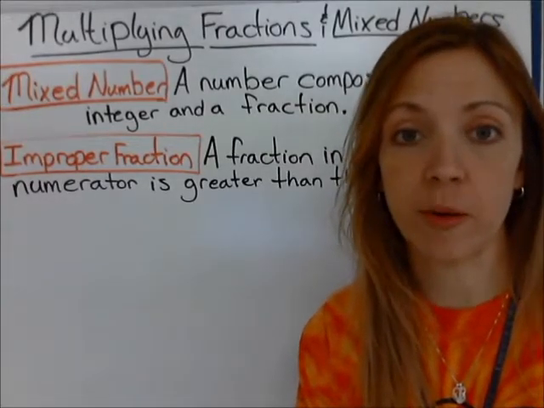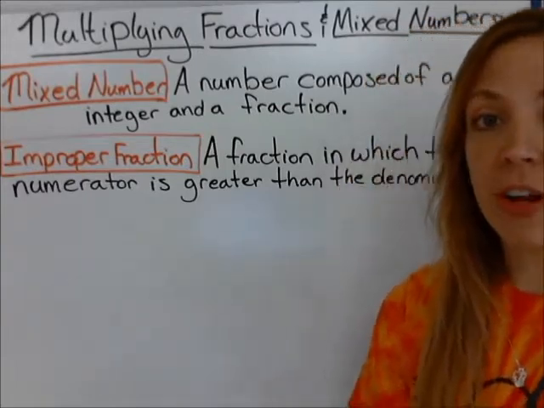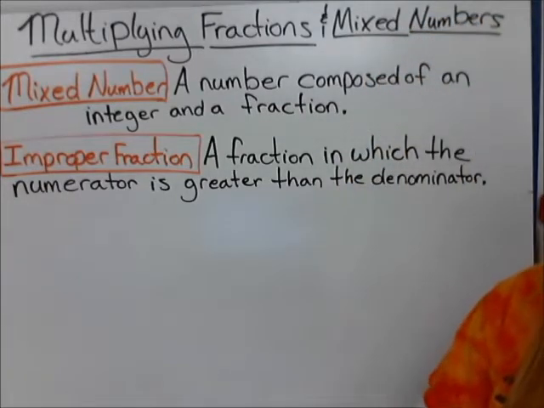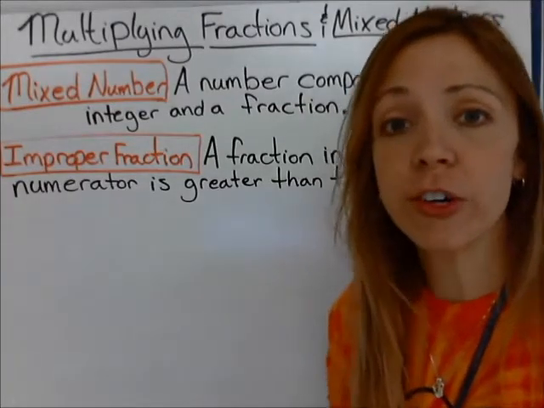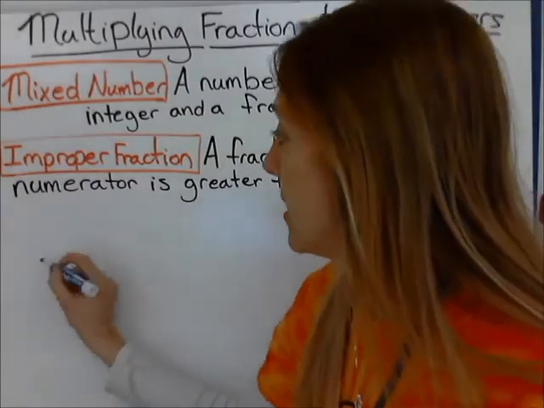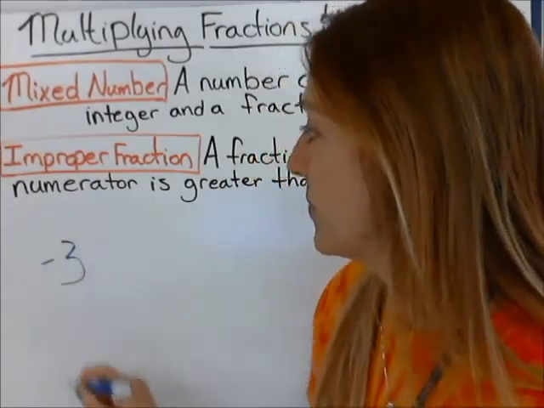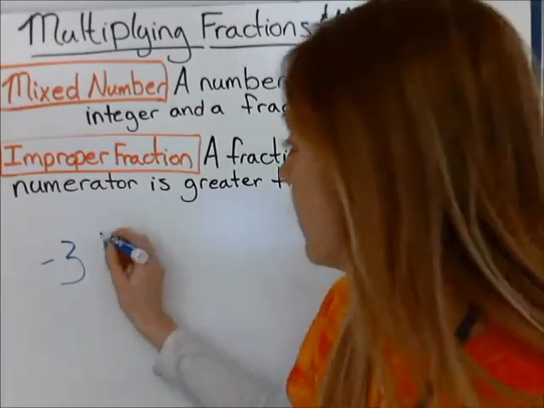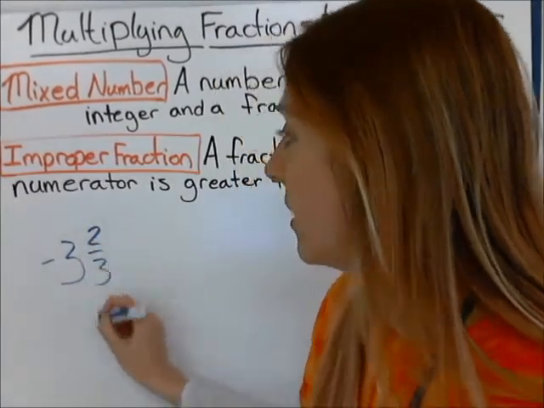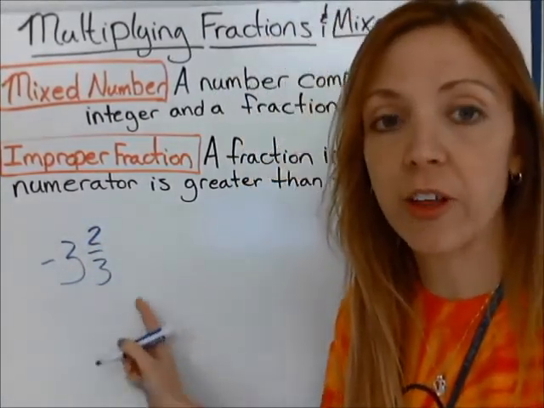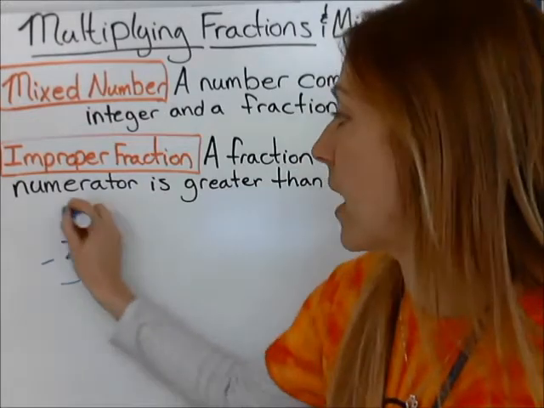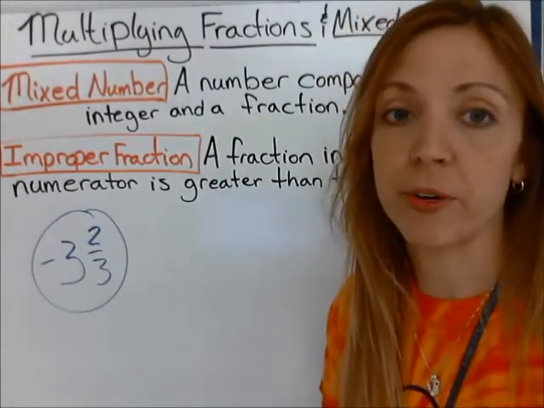Multiplying fractions and mixed numbers. A mixed number is a number composed of an integer and a fraction. For example, 3 is an integer and 2/3 is a fraction. And so together, 3 and 2/3 make up a mixed number.